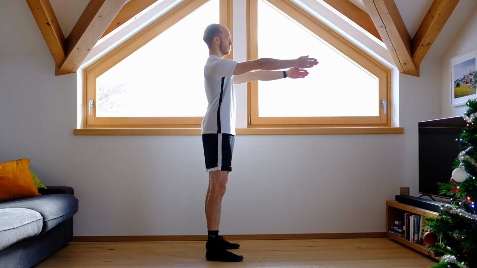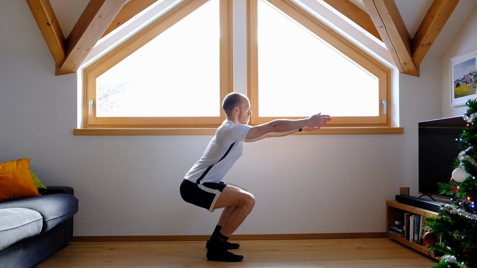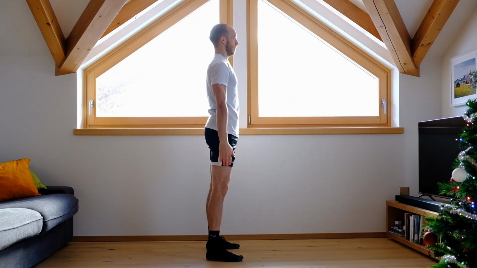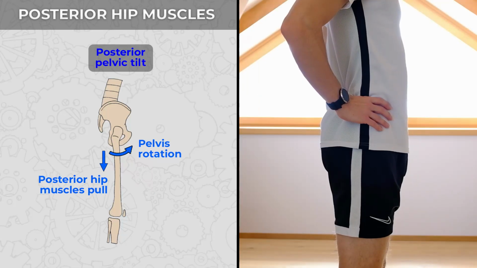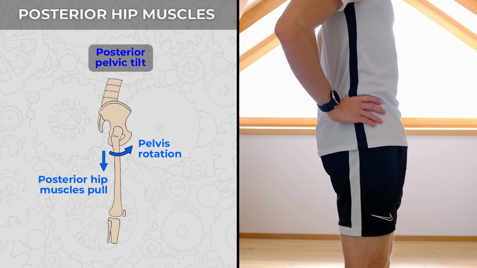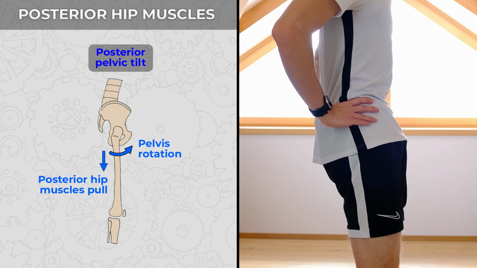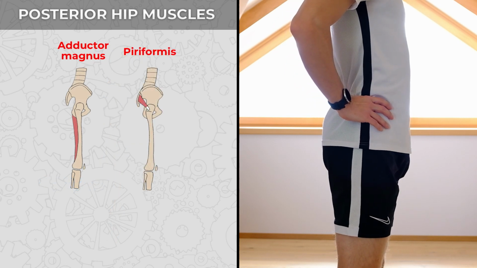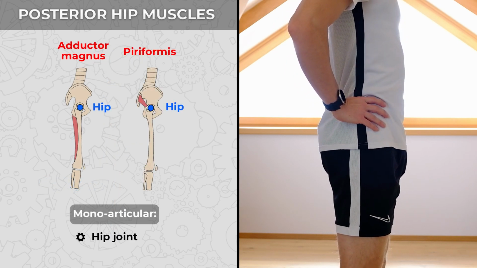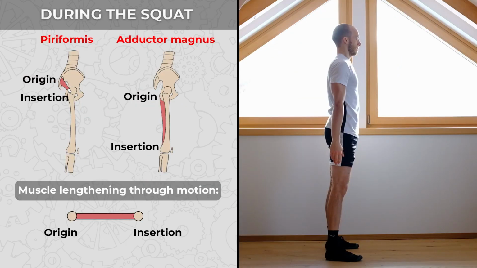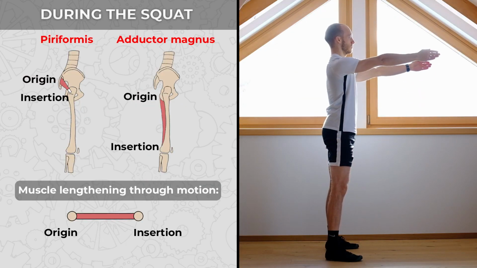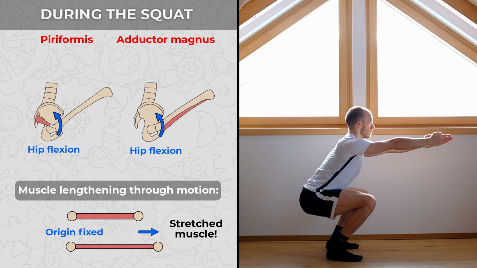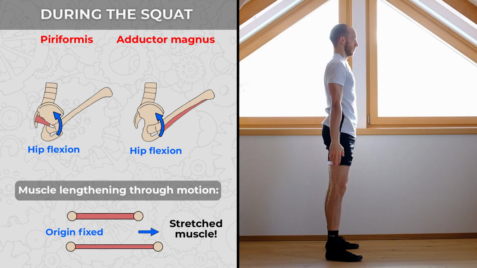There are two other muscles whose primary action is not hip extension, but because of their attachment in the posterior side of the hip, these muscles have the potential of tilting the pelvis backwards. These muscles are the adductor magnus and the piriformis. Both are monoarticular muscles, and therefore, if they are not flexible enough, they can drag the pelvis in a posterior tilt for extreme range of motion of hip flexion.